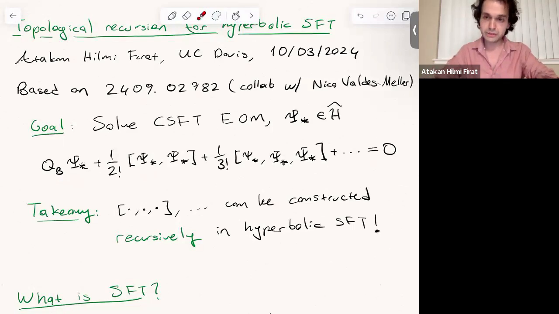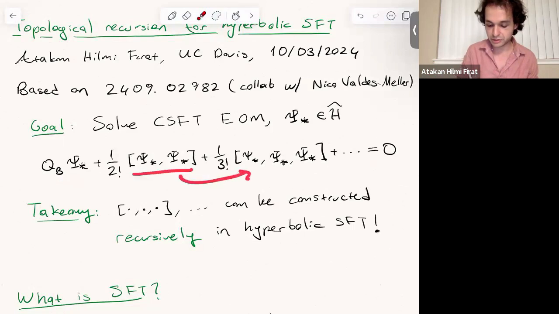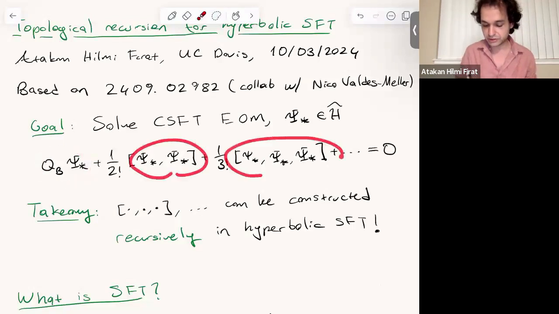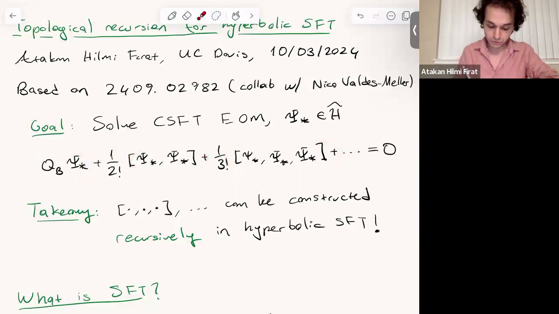The one thing that you can hope for is certain relations between these interactions. So let me begin by telling what these are. This is basically your free term, and these are your interactions. As I said, there are infinitely many of them. So what one hopes to do is to find relations between them, somehow knowing the first one will tell you the second, this order, and the next and the next. That's the overall goal here.